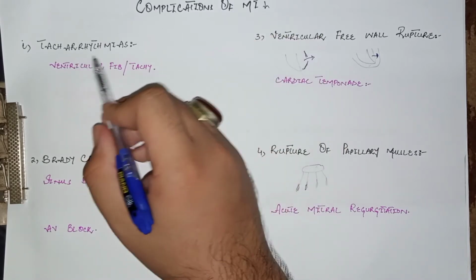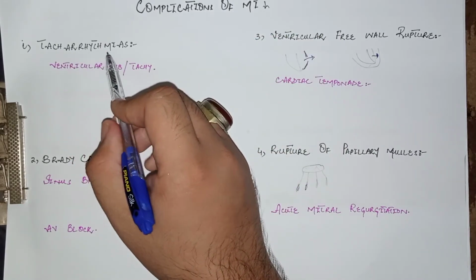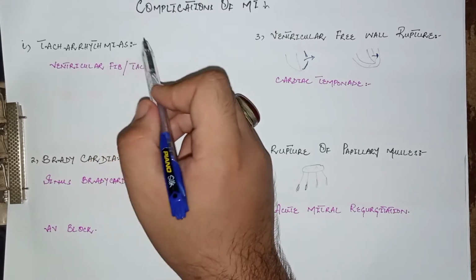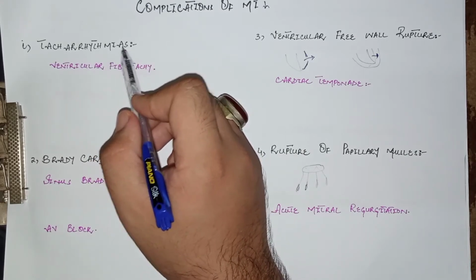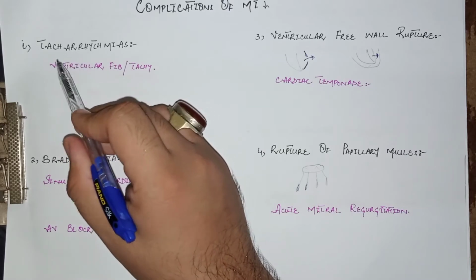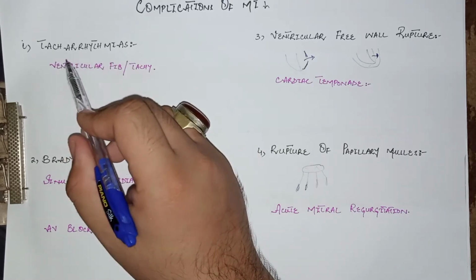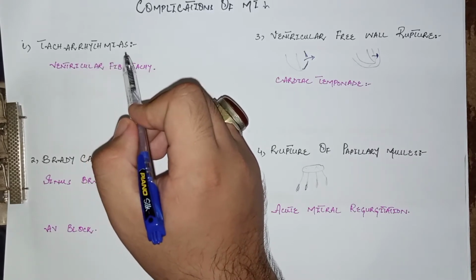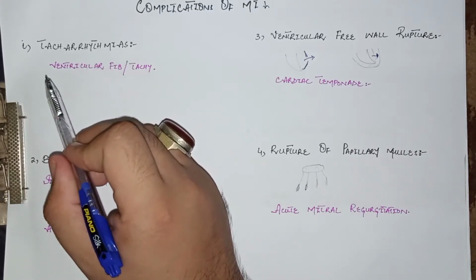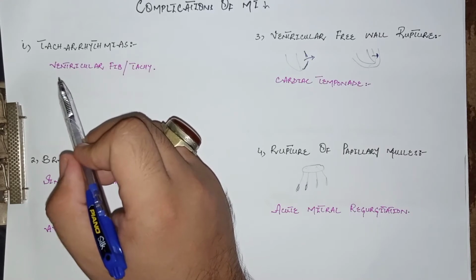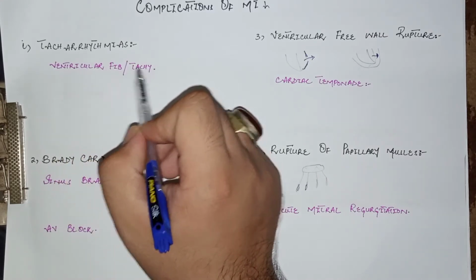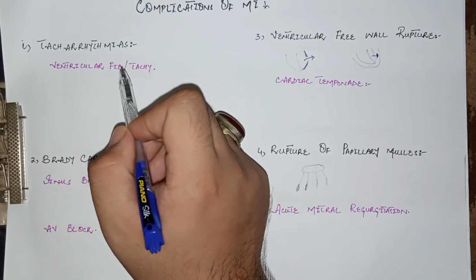Let's start with the tachyarrhythmias. These tachyarrhythmias are because of ischemia of the conducting system of the heart. At the site of ischemia, there is more influx of sodium and more influx of calcium, which leads to these tachyarrhythmias. It is one of the major causes of death in those patients who die before receiving any medical treatment. Sudden death may be due to ventricular fibrillation, or it may be due to ventricular tachycardia, and it is seen in 5 to 10% of the cases.